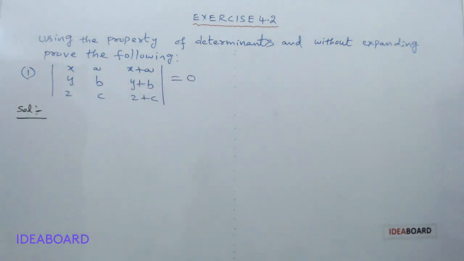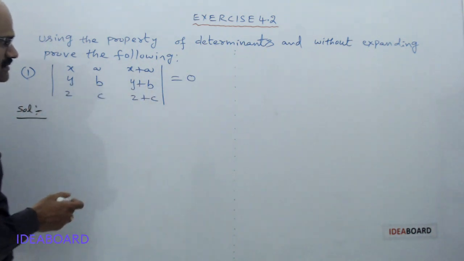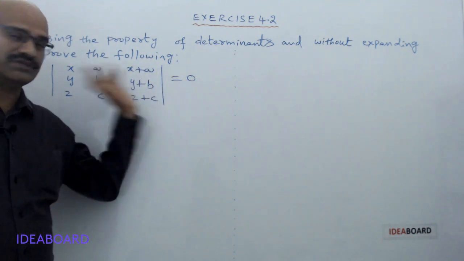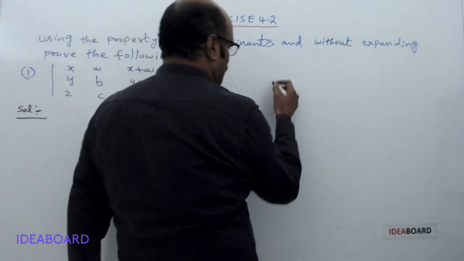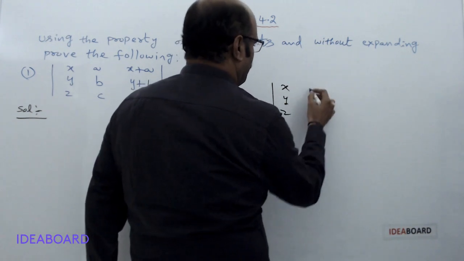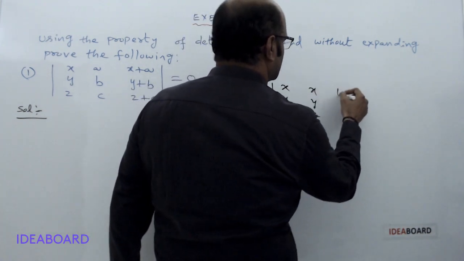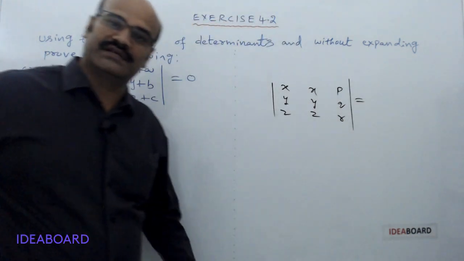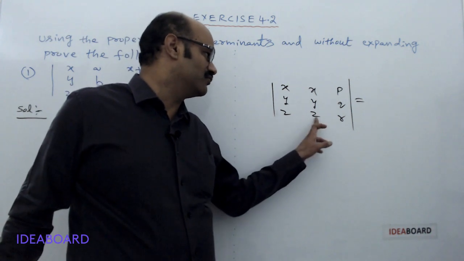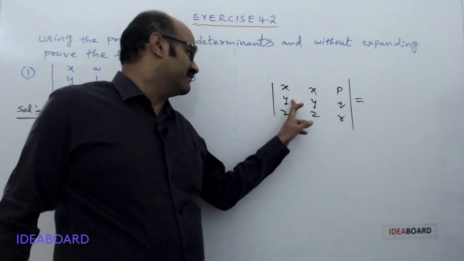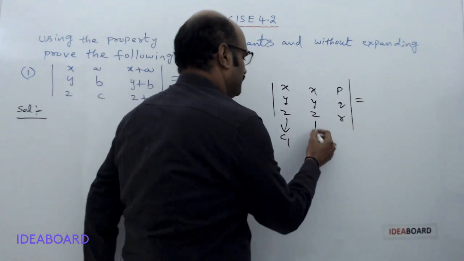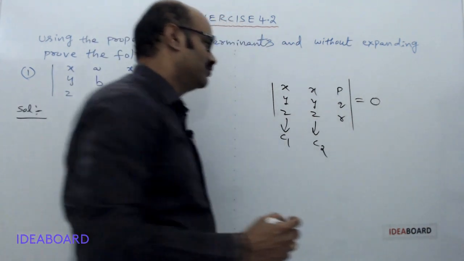Now, to prove this, we have to apply the properties. When do we say that the value of the determinant equals 0? If any two rows are identical or any two columns are identical, then we say that the value of the determinant is always equal to 0. Here x, y, z, c1 and c2 are identical, so the value will be equal to 0.